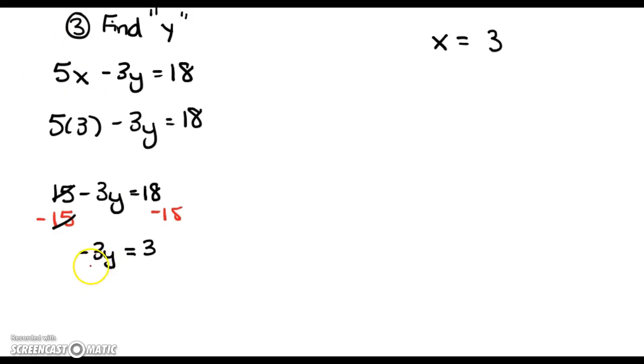Then my last step is I want to get rid of that negative 3, so I'm going to divide by negative 3. And here I'm left with y is equal to 3 divided by negative 3, which is just negative 1. So this here is my solution. I could just write this as a coordinate. So I write my x coordinate first, comma, my y coordinate. So my solution to this system of equations is 3 and negative 1.